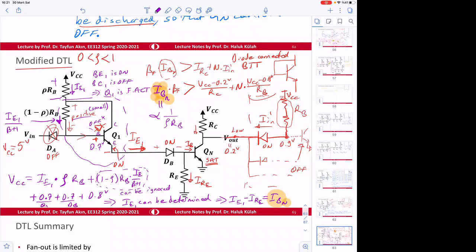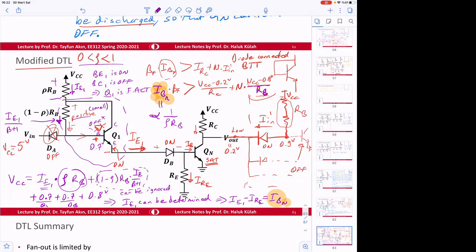This is proportional to rho RB. So since rho is less than 1, we will have much more current here. Therefore, fan out is going to be decreased. So here it is RB, and this node, this is RB, but here it's related with 1 over rho RB. Why? Because rho RB is going to be coming in order to find IE, and rho RB is going to be coming to the other side.